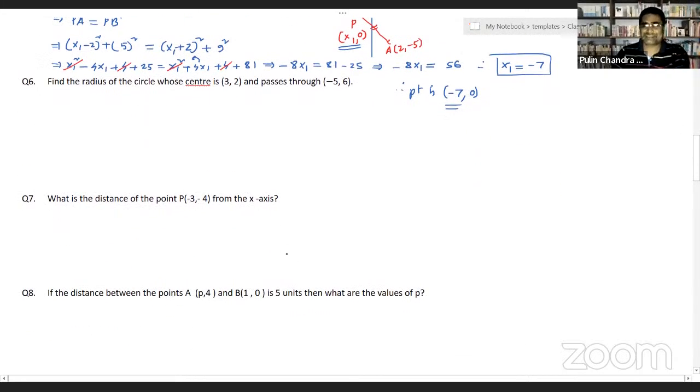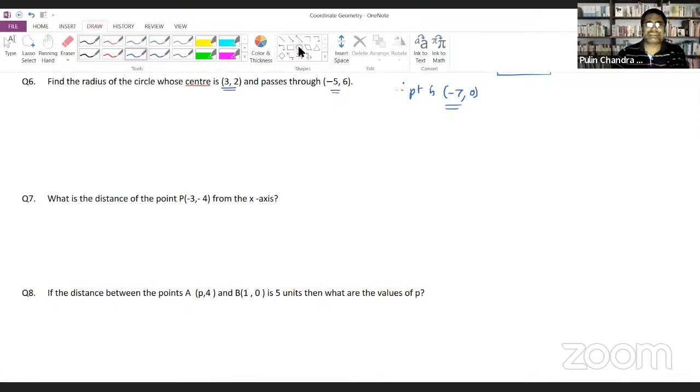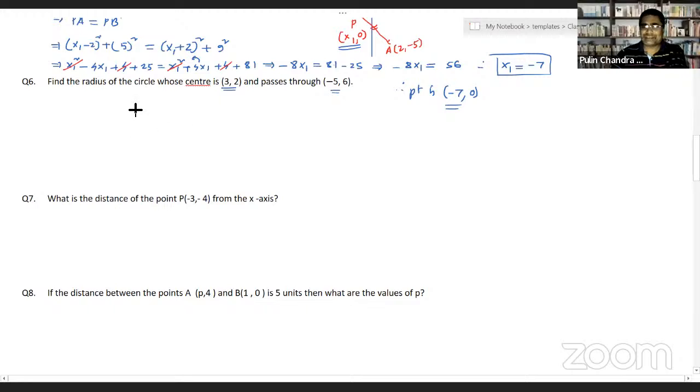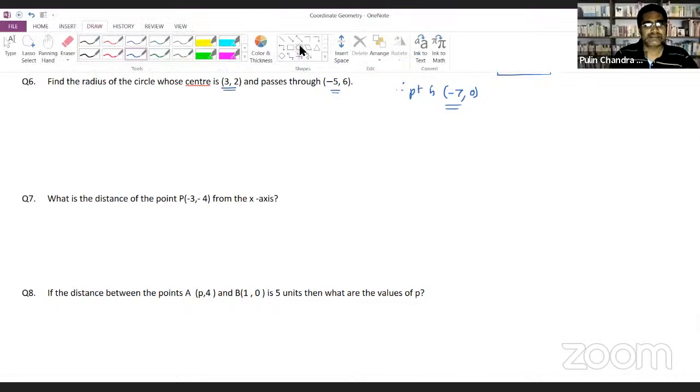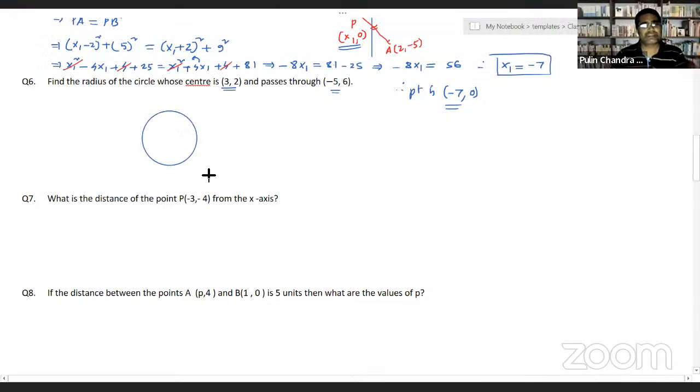Question number 6. Find the radius of the circle whose center is (3, 2) and passes through the point (-6, 5). In this also I give you hints. You just have to make a figure. It is to be a circle. Yes, draw a circle and you have to see what they have said.